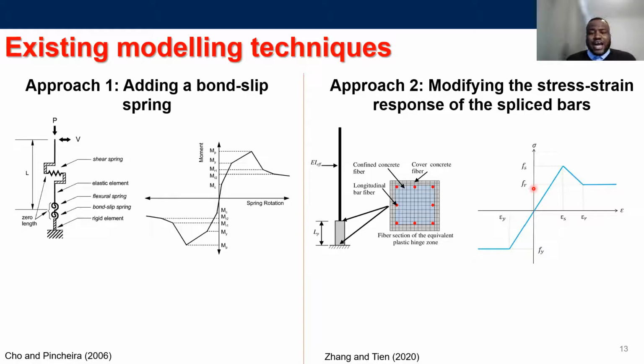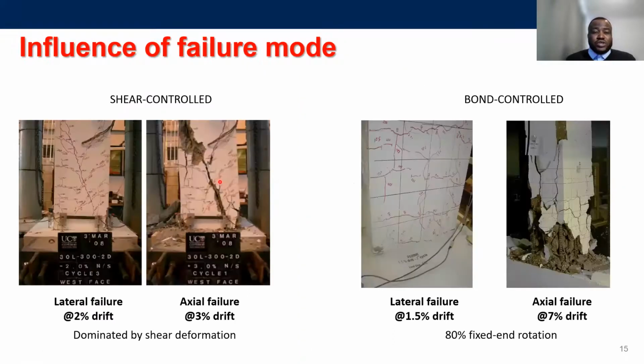So, I'm not criticizing any of these approaches. It depends on what you're trying to capture, but they are both good approaches that you can use depending on what you're trying to capture. But of course, approach 2 can only be used when you are 100% sure you're having a bond control mechanism. It doesn't give you the opportunity of capturing shear failure. Although if you're trying to capture shear failure, you can also include a shear spring here, like it's done in approach 1. But to do this, you need to have a failure mode classification approach, which is something I'm going to talk about shortly.